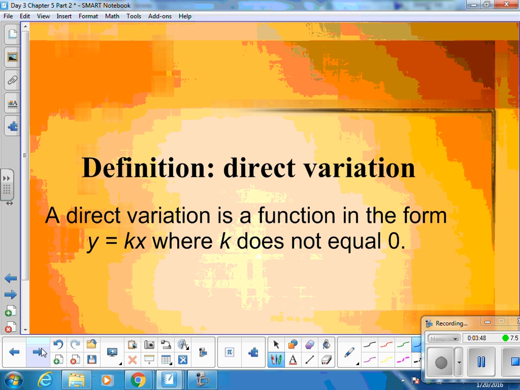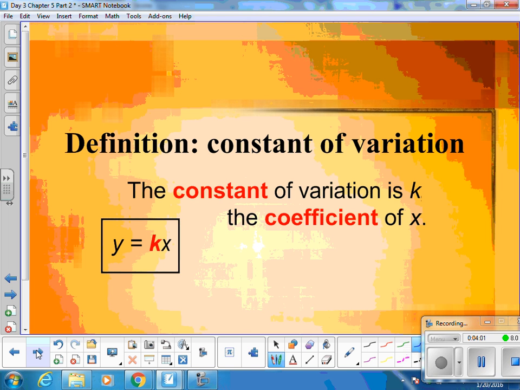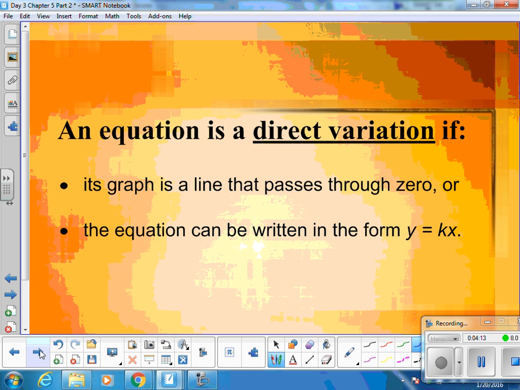All right, let's keep an eye on direct variation. A direct variation is a function in the form of y equals kx, where k does not equal 0. The constant of variation is k. It's the coefficient of x, a coefficient telling us it's a multiplier of x. So that constant that we're looking for is k in this situation.